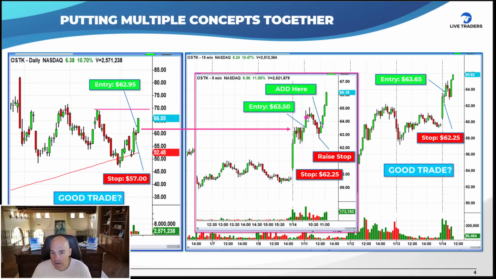You can also add on this pullback if you chose the 5-minute. But this is another example of using the daily chart, drilling down to the lower time frame and finding an entry, right? Make your trading simple. Don't make it so hard on yourself.